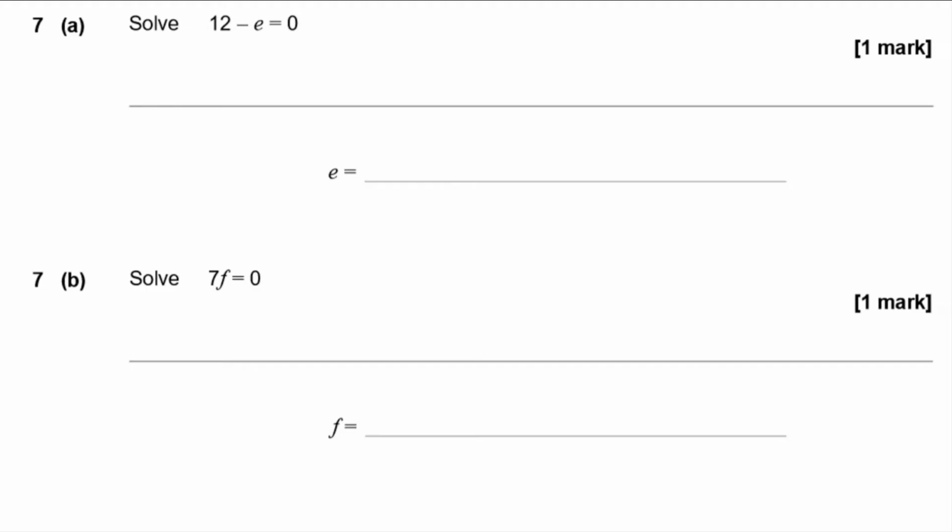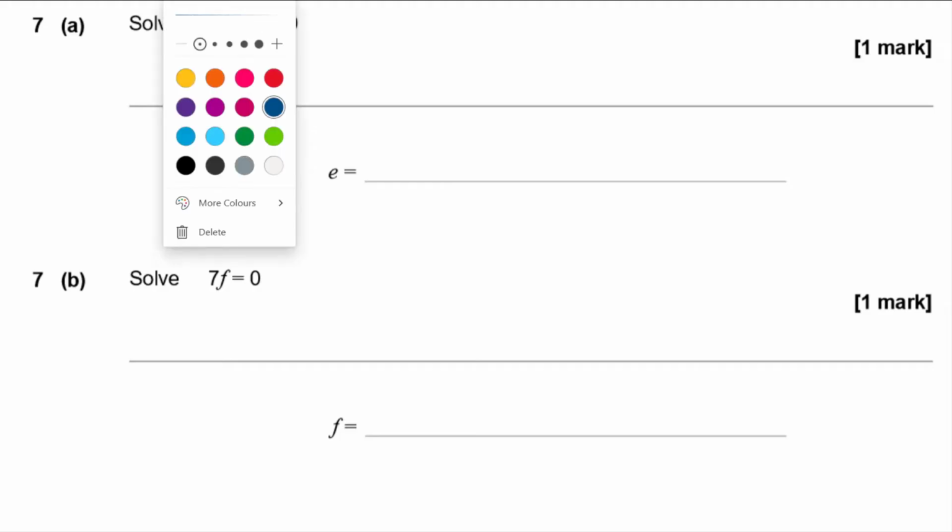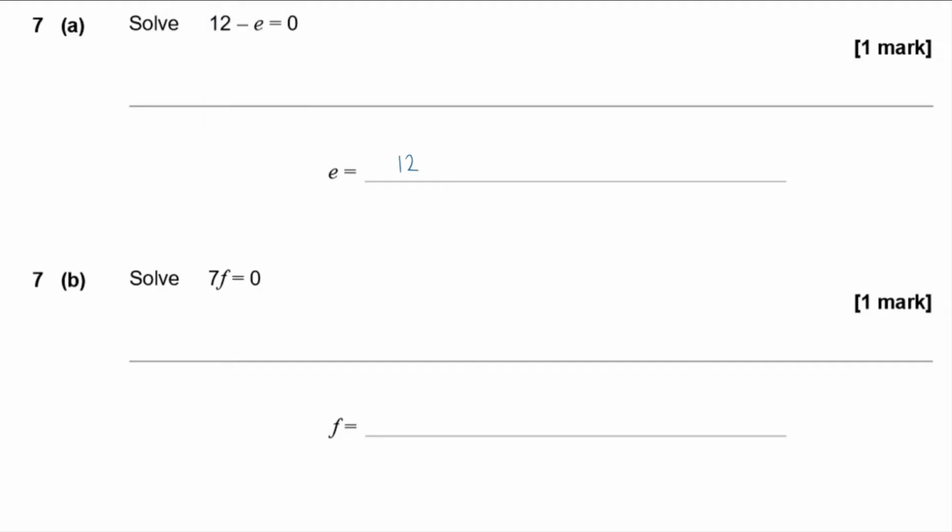Okay, well, if I've got 12 and I take E away and I get 0, then E must be the same size as 12, mustn't it? So E must be equal to 12, so E is 12. So 12 take away 12 is 0.